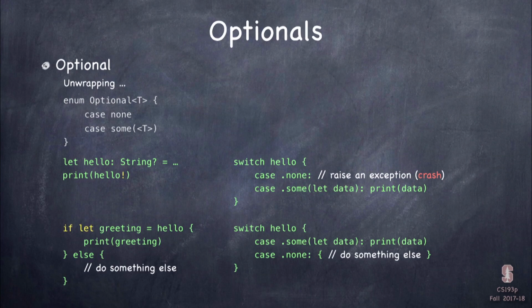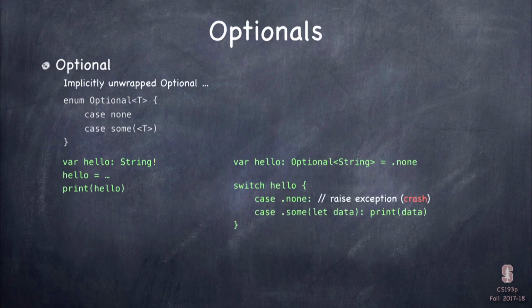Unwrapping, also very simple. That's just switching on the thing. So if I have an optional string hello and I say print hello exclamation point to unwrap it, I'm just switching on hello. And if it's in the none case, I crash. And if it's in the some case, then I print whatever the associated data is. Same thing down with if let at the bottom there. Okay, I'm switching on hello. If it's in the some case, I do it. If it's in the none case, I do the else part of the if. Okay? Everybody got that?